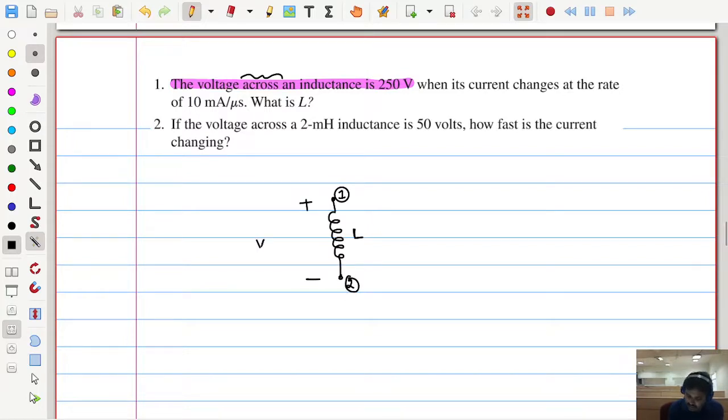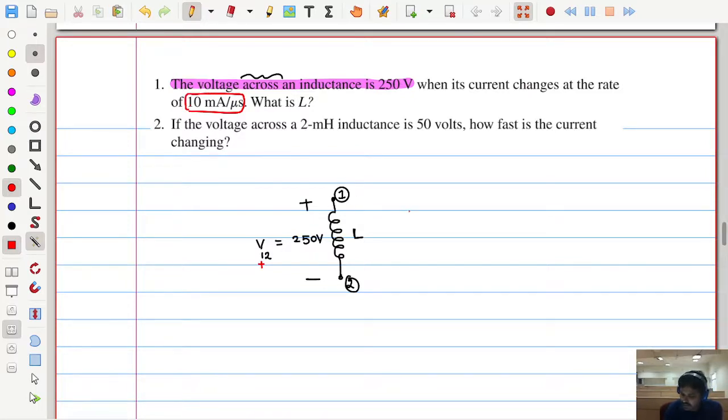I told you voltage polarity is represented as V suffix 1 2, which is equal to 250 volts, which is given. Here this 1 represents the positive side. The first suffix is the reference of the positive with respect to the second suffix. Clear? Next, see that when its current changes at the rate of 10 milliamperes per microsecond.